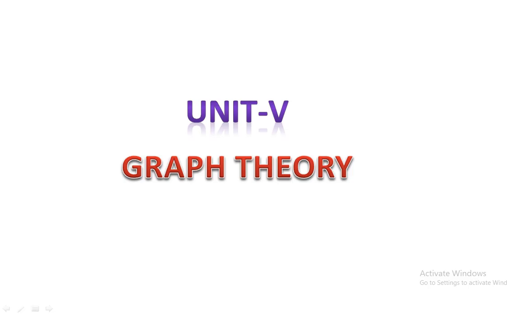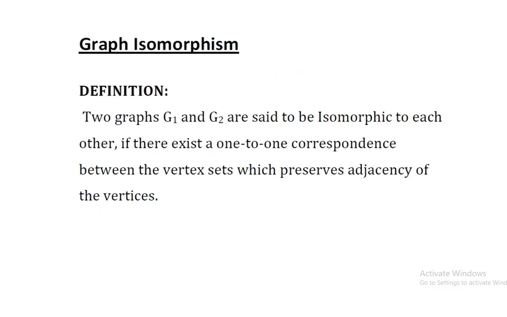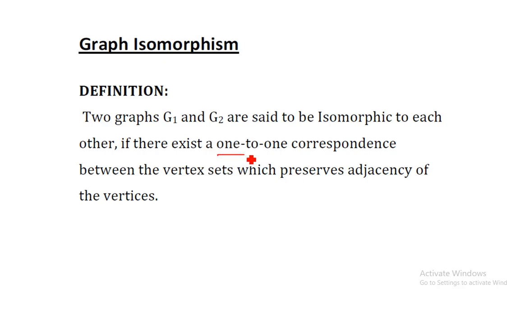So when we say two graphs are isomorphic or not, there are some definitions. The first basic thing: isomorphic graphs trivially have the same number of vertices and the same number of edges. So there is no issue in the number of vertices and the number of edges. The main point is that there exists a one-to-one correspondence between the graphs. What do we mean by one-to-one correspondence? That is the important condition to check whether both graphs are isomorphic or not.